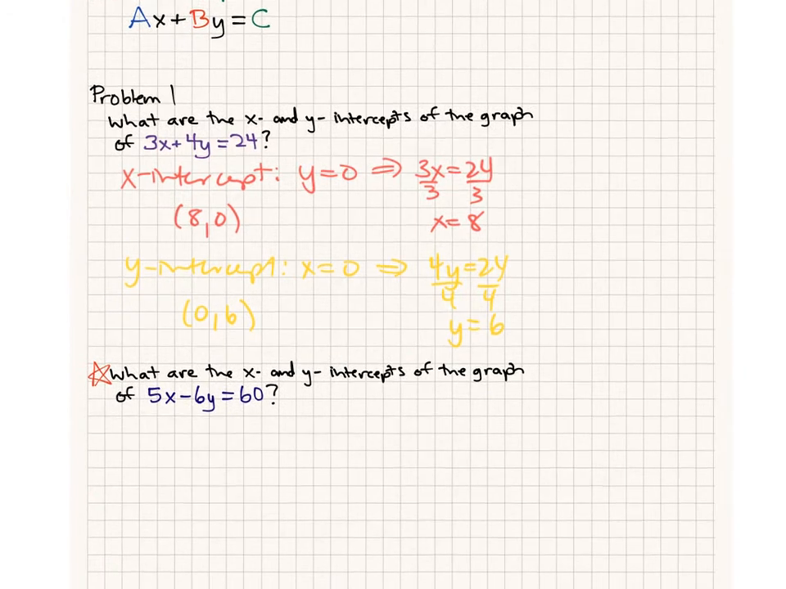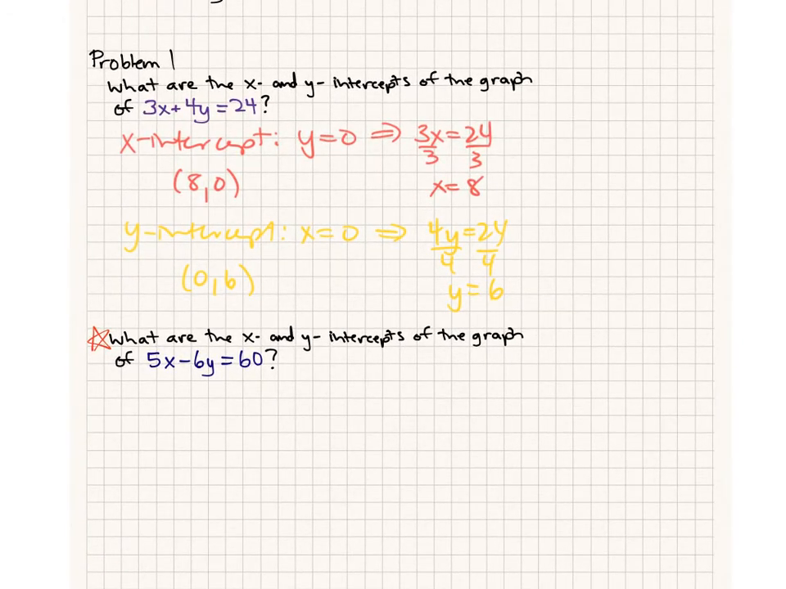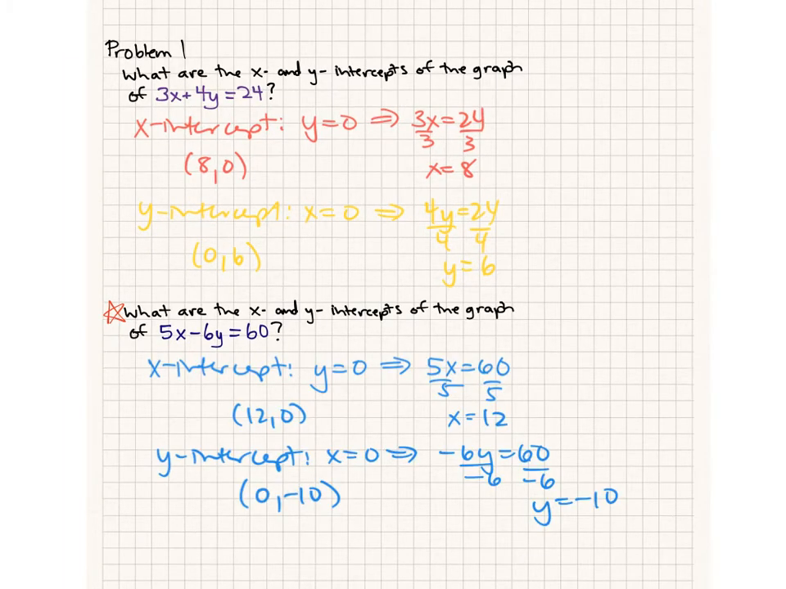Okay, so here's one for you to try on your own. What are the y and x intercepts of the graph of this line? So press pause, try this on your own, and then check back for the solution. Okay, so here when you plug in 0 for y, you get 5x equals 60, so x is 12. And here when x is 0, you get negative 6y equals 60, divided by negative 6, and you get negative 10, so 0, negative 10.